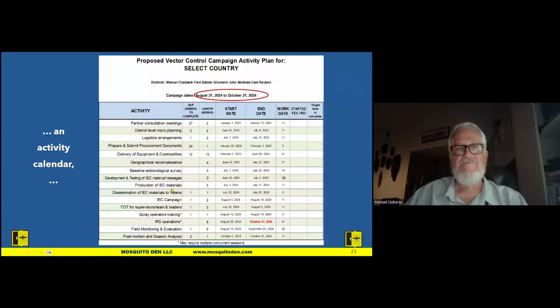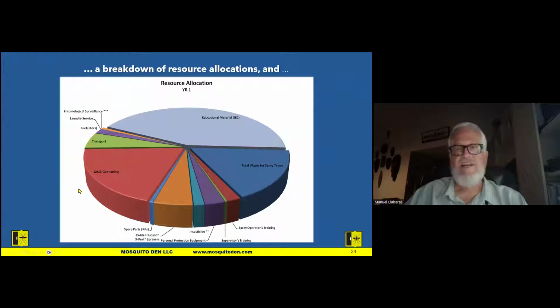What was the outcome? It provides a breakdown of the resource allocation. Where did the money go? Okay, and you see this one is very heavy on educational material. This has geocoding, and disregard the numbers. I put this in there for illustration purposes, so disregard the numbers.